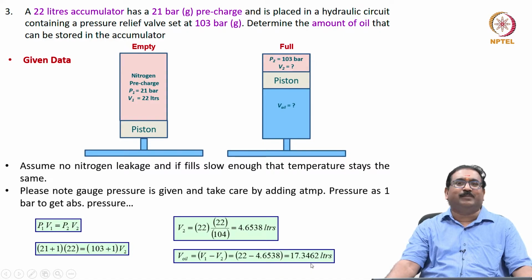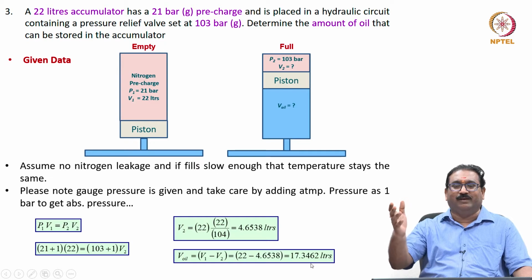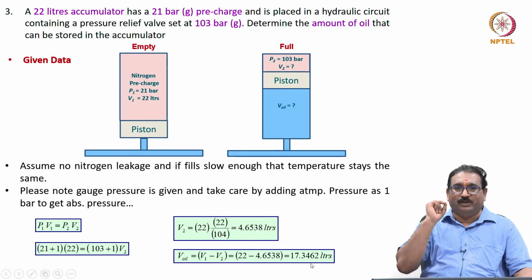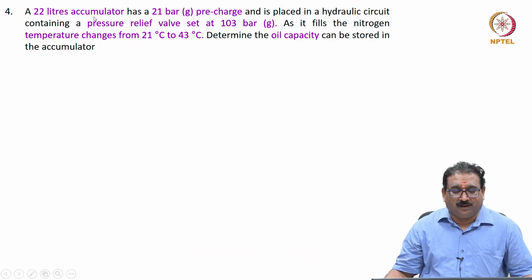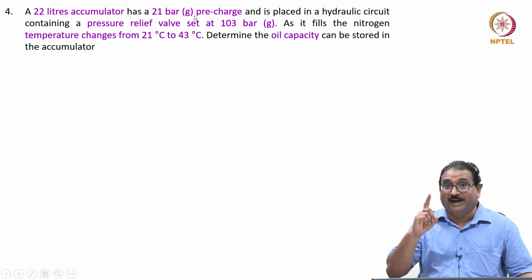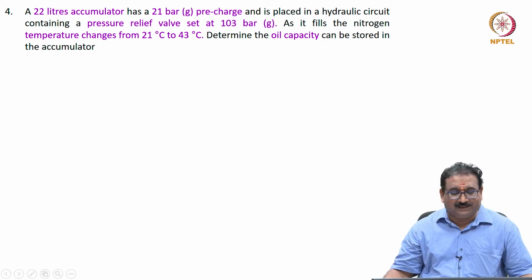17.3462 liters. Very, very simple problem, similar to the previous one, only to show you how to concentrate more on the pressure terms. A 22 liter accumulator has a 21 bar gauge pre-charge, no need to worry, we have to add 1 bar, and is placed in a hydraulic circuit containing the pressure relief valve set at 103 bar.